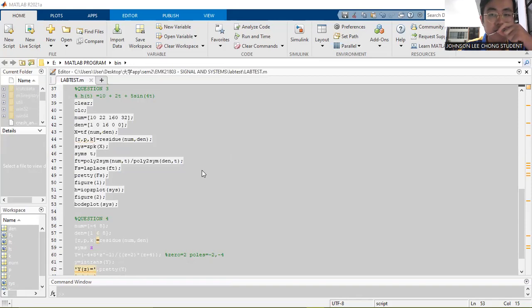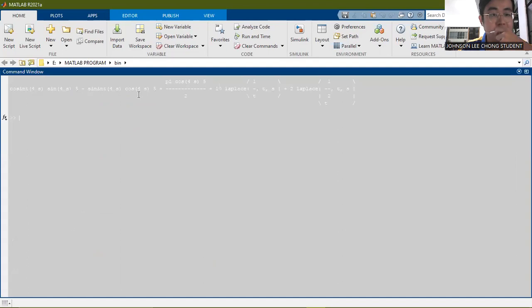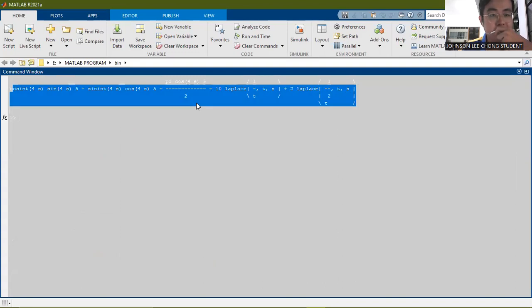So this is the result for my question 3. As you can see, this is my pole zero map. This one is my pole zero map. And this is my Bode diagram for my SYS. Okay. And then let's see. Okay, so this is my command window for my question 3.